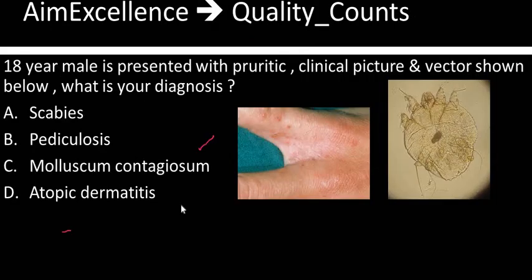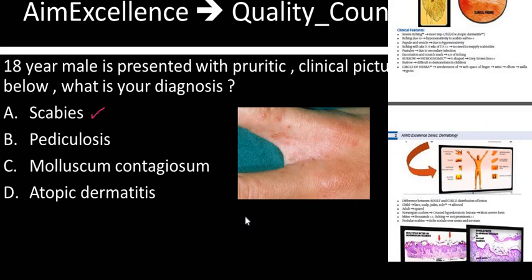Jumping to the next question. An 18-year-old male presented with pruritus, clinical picture and vector shown below. What is your diagnosis? This is a pretty classical presentation where you find these pruritic papules, and this is the picture of the vector, the female Sarcoptes scabiei, and it is due to the scabies disease. So this is the answer to this particular question. Interestingly, this is actually given in our book also. Elaborate findings have been given about scabies in our book.